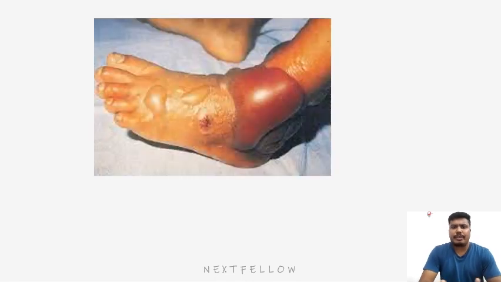So this is the image of how a viper bite looks. See, there are more severe symptoms and there is involvement of the entire limb. Okay.